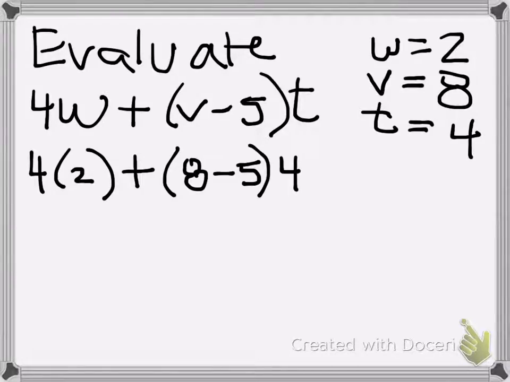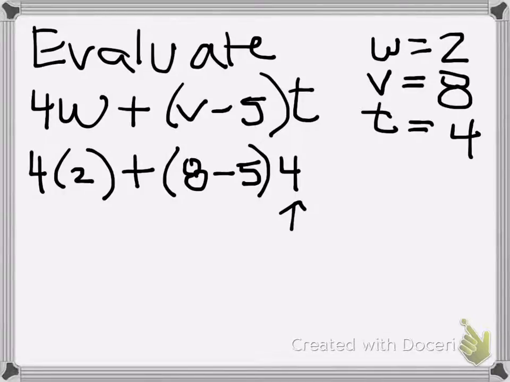Here you have a choice to use distributive property since you have a number outside parentheses, the 4 here, or you could do what's inside the parentheses, since you can combine 8 minus 5. If you have a problem where you cannot combine what's in the parentheses, then you are forced to do distributive property, and that's the only method you have.